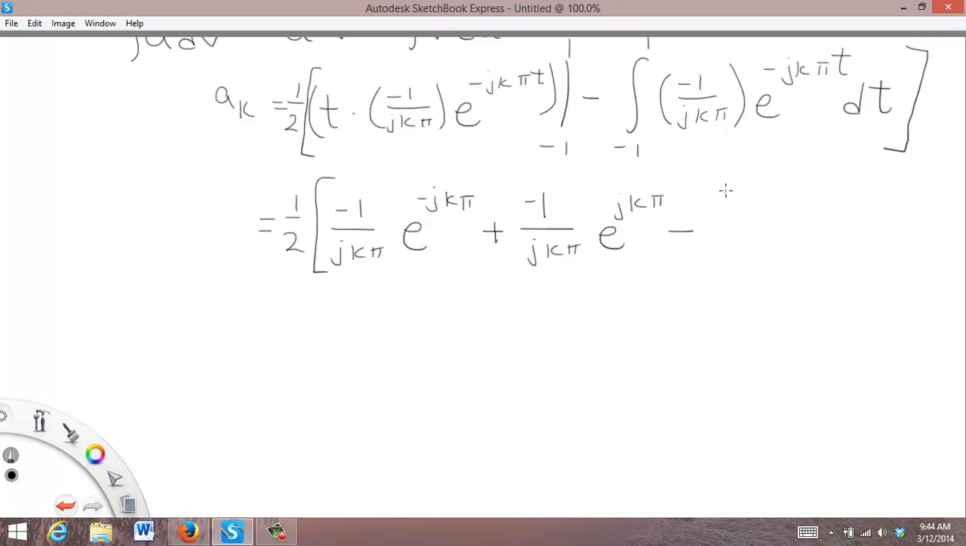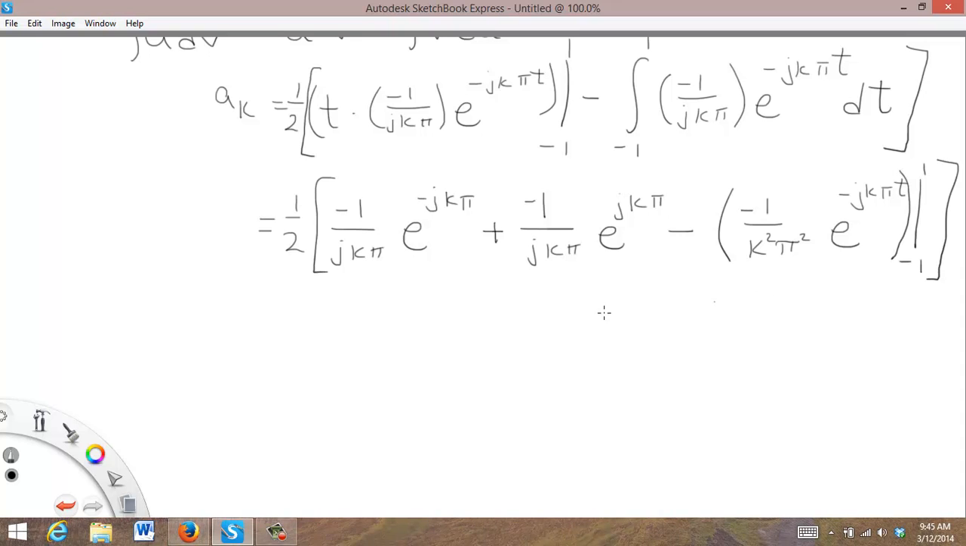So we have minus the quantity. And again, integrating this will give us basically this squared, which becomes now negative 1 over k squared pi squared e to the minus j k pi t evaluated from minus 1 to 1. Put the parentheses around here and then close the brackets.